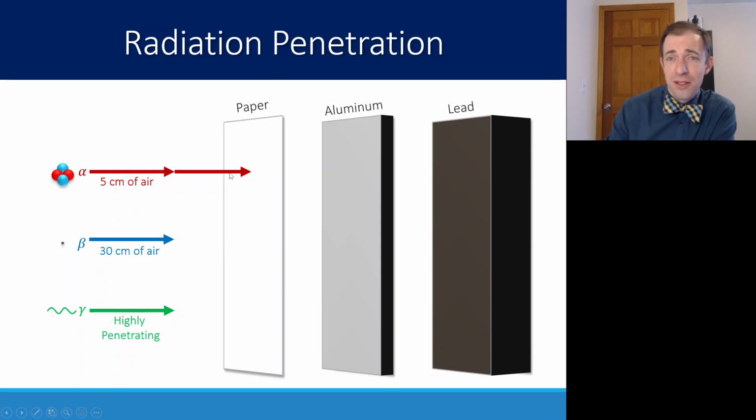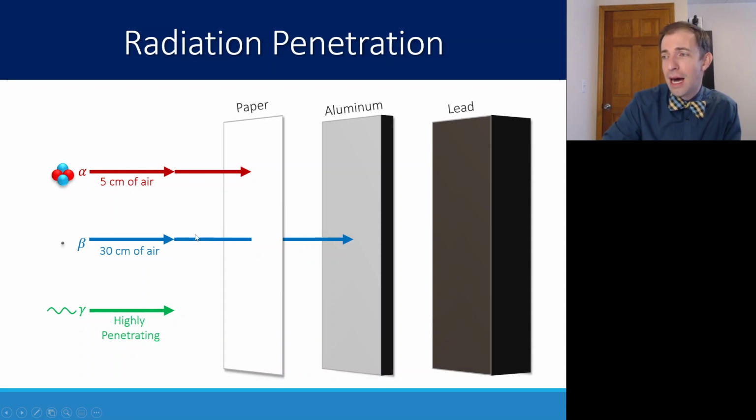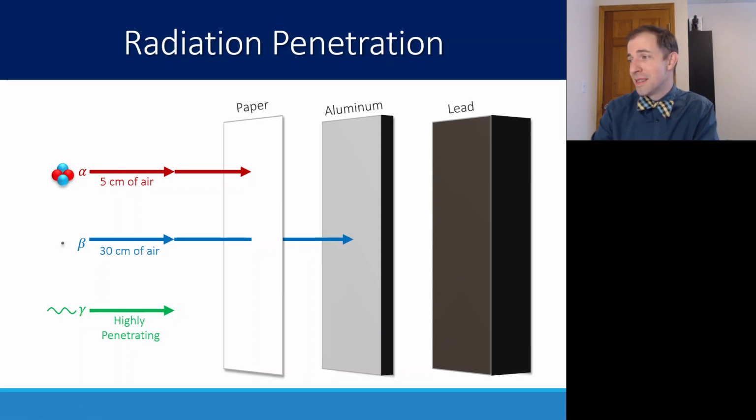Beta particles are just an electron or a positron, and that being significantly smaller than a clump of two protons and neutrons, can travel significantly farther. It can go through about 30 centimeters worth of air. It can easily travel through paper, but it can be stopped by something like a sheet of aluminum. So while it is more penetrating, it is not penetrating infinitely through anything.